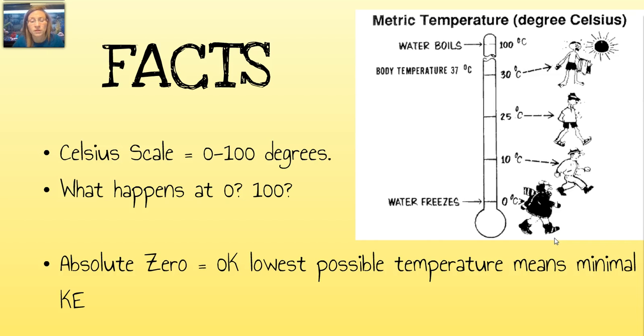Now, there is one other number you need to be aware of. That is absolute zero, and this is actually on the Kelvin scale. It is the lowest possible temperature, which means that there is a most minimal amount of kinetic energy that a substance can possibly have at this point. Now, this has never been found in nature, but it has been recreated in a lab at some point in time. So it's mostly good to know information that that is the lowest amount of thermal energy we can possibly have at 0 K.